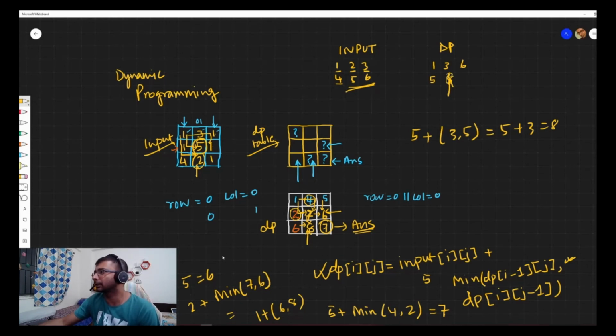Okay, and for the next cell, the cost of this cell itself is 6, and we have two choices, 8 and 6. So we choose the smaller one, which is 6, so we get a 12 over here. And this is my answer to the problem.